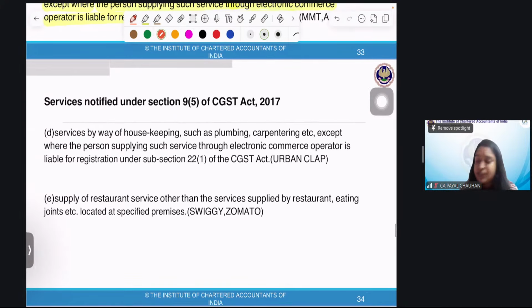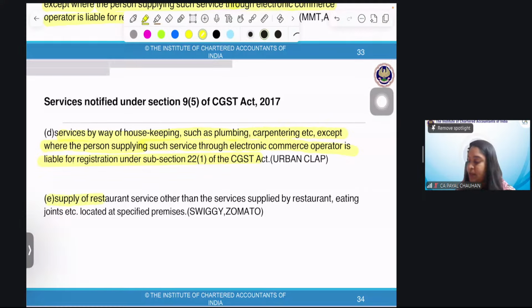Next, service by way of housekeeping, such as plumbing, carpentering, except where the person supplying such service through electronic commerce operator is liable for registration under Section 22(1), like Urban Clap. Yes, Urban Company now. Actually, it has been renamed to Urban Company. So if you have these kinds of housekeeping services through ECO, then also the TCS provisions are not applicable. But if the supplier is registered under Section 22, then the TCS provisions are applicable because it becomes principal to principal basis. Did you people understand? Got it? Right? Perfect.